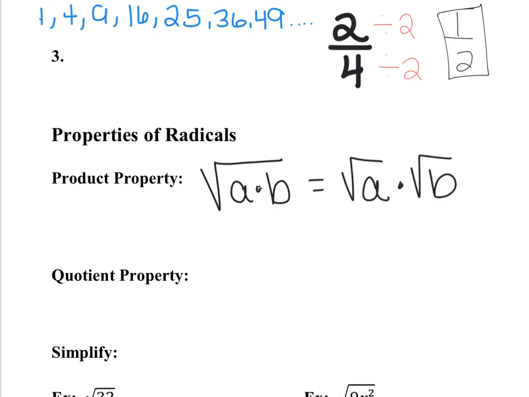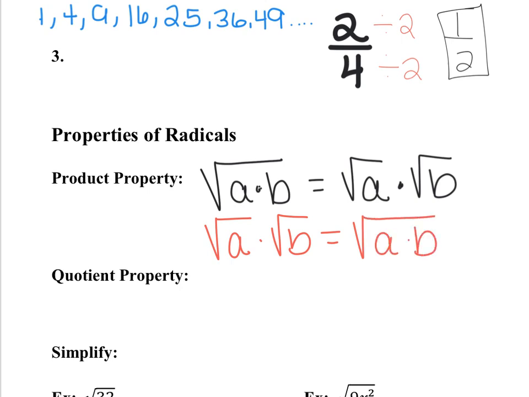We're also going to see that the product property can go backwards. So if you have 2 things that are being multiplied and they each have their own radical, there'll be times when it makes sense to put them under the same radical and multiply them.